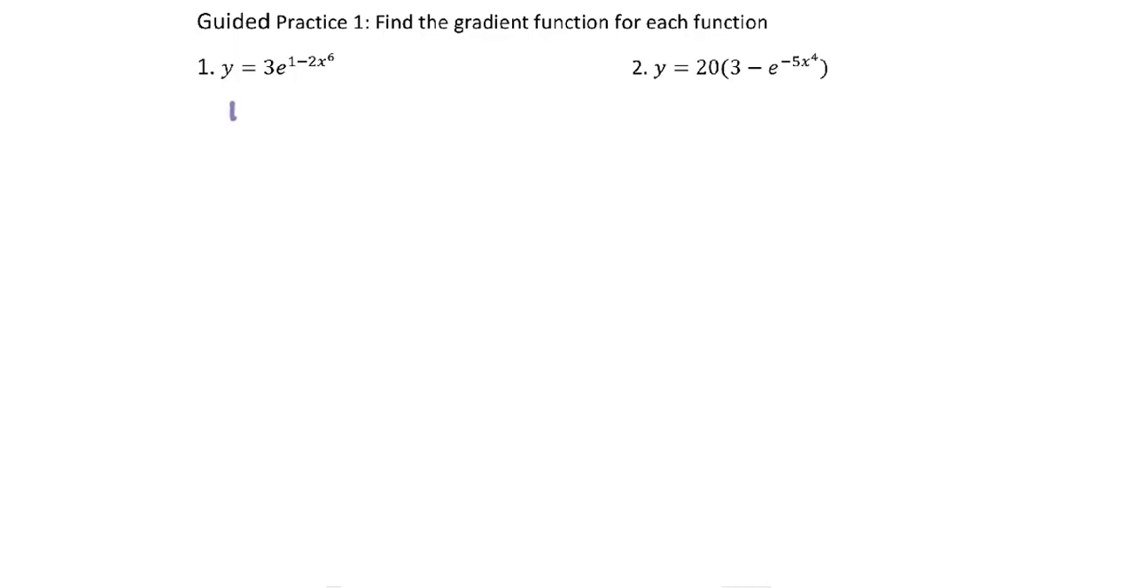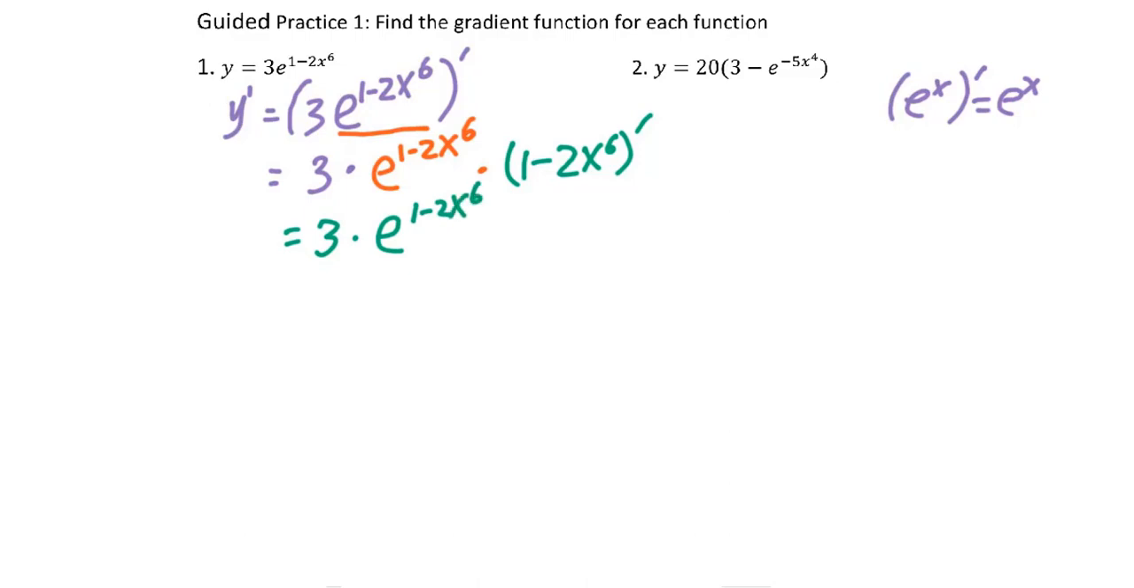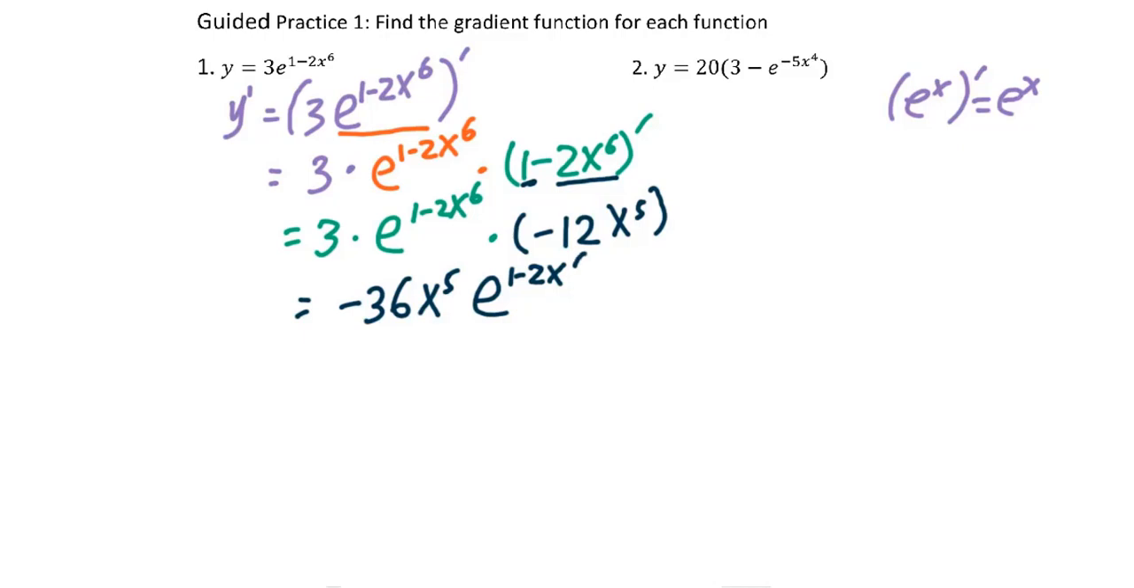So you will get y prime equals 3 e to the 1 minus 2x to the 6th power. You do the derivative. The coefficient is 3. E to the x power, you will get itself. So whenever you say e to any power, just keep itself. Then we go to the chain rule. We need to do the derivative for 1 minus 2x to the 6th power. Now we will have 3 times e to the 1 minus 2x to the 6th power times the derivative. The derivative of 1 is 0. For this, you will get negative 12x to the 5th power. Therefore, you will write down negative 36x to the 5th power, e to the 1 minus 2x to the 6th power.